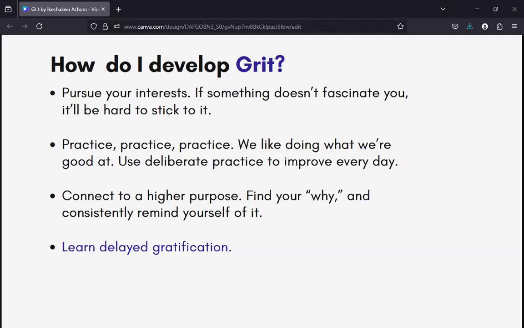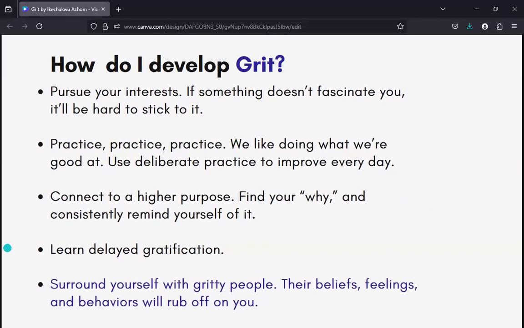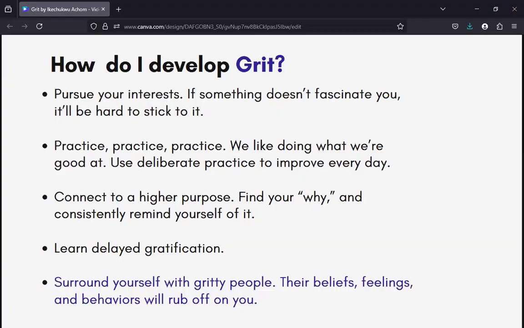So there's this 10-10-10 rule that you can ask yourself when things like this come up: will this feel good in 10 minutes, 10 days, and 10 months? That's just something you can ask yourself. And then, of course, the very last one: surround yourself with gritty people. Their beliefs, their feelings, their behaviors, it will rub off on you.